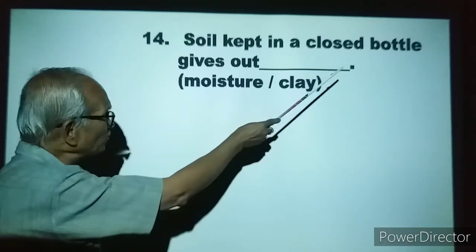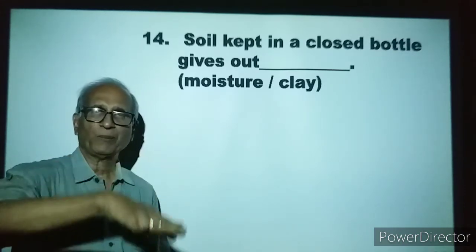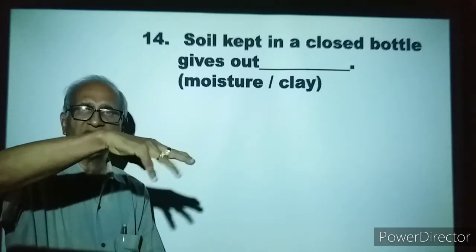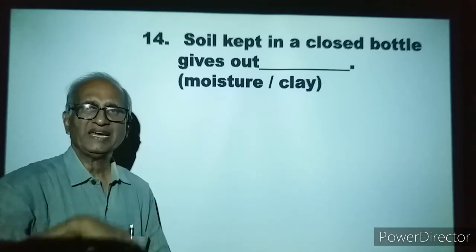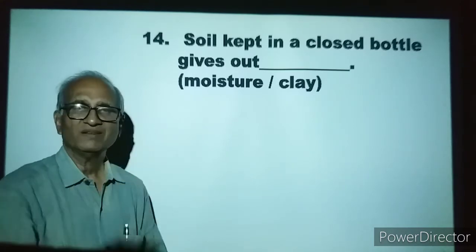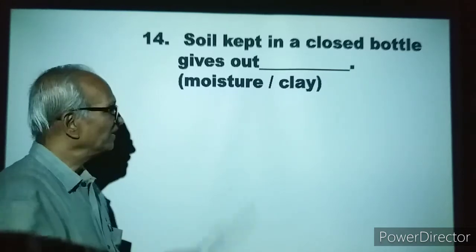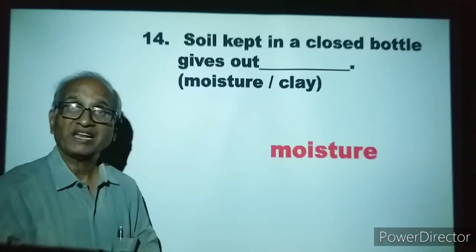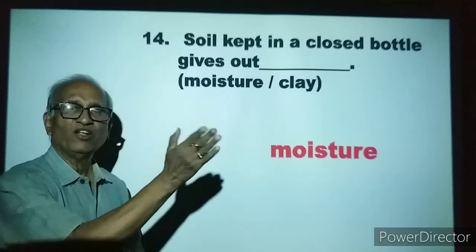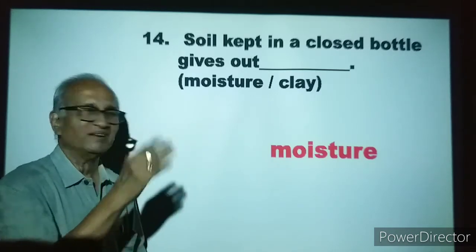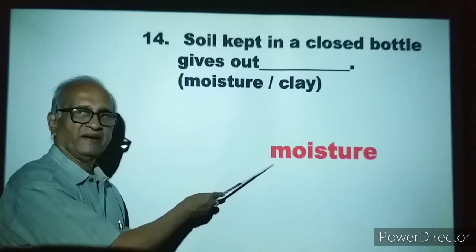Soil kept in a closed bottle gives out dash. In a bottle you have put soil and then you put the lid and keep it closed. For some 5-6 hours you keep it aside. What do you see at the end? On the inside of the bottle, what do you find? Moisture or clay? It is moisture. The water present in the soil starts getting evaporated and gets collected on the inside of the bottle. You call it moisture. Tiny droplets you will be able to find.